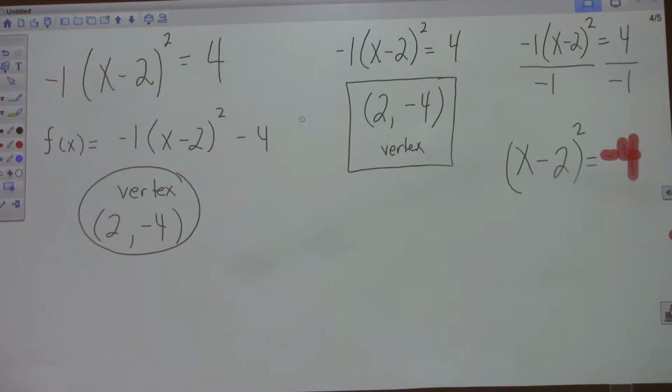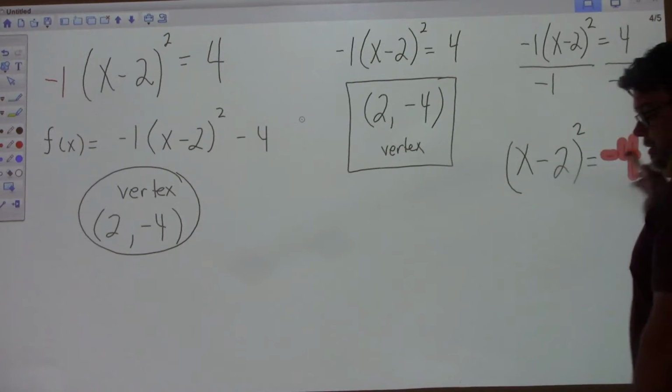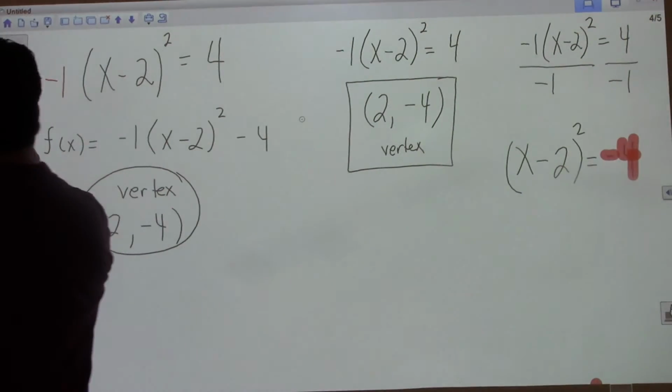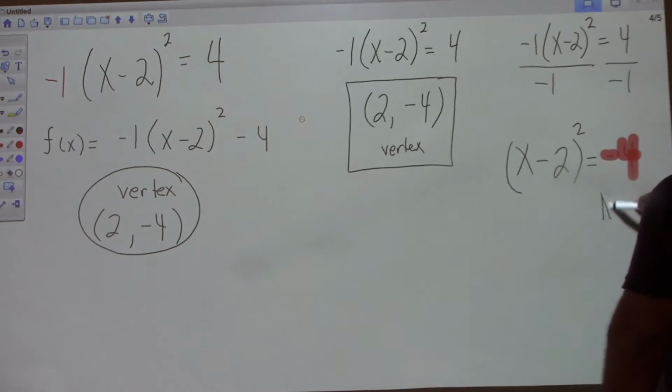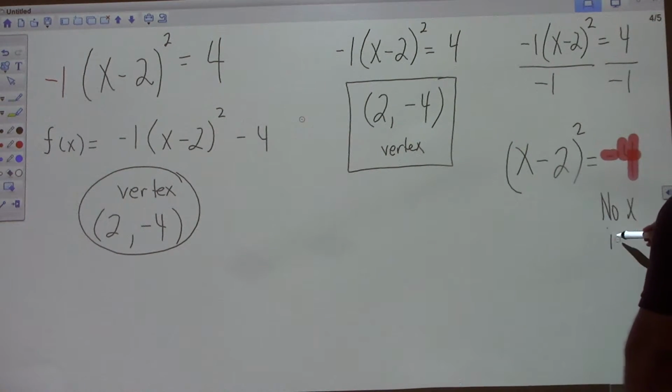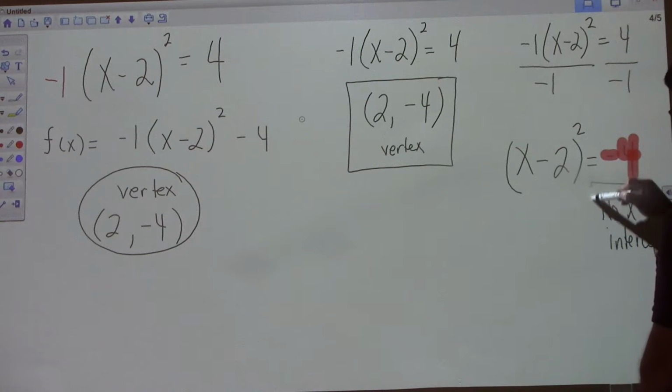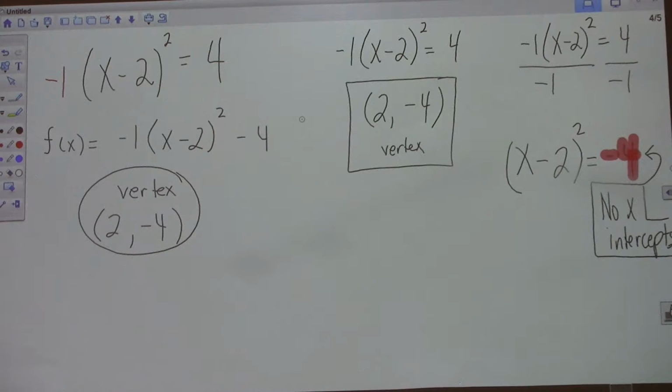You have a negative under the radical. And you can't have that. But the biggest thing that you need to realize is when you get a negative right here, this means not only are you going to have a messed up function, but it means no x-intercepts. Because you can't have a negative under the radical.